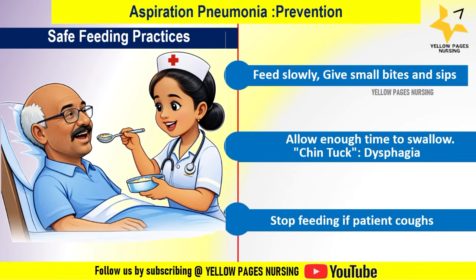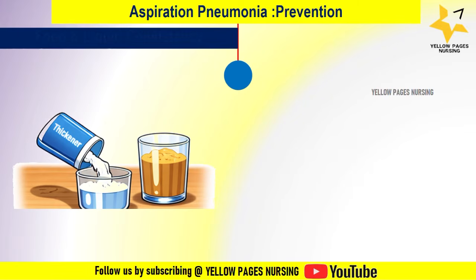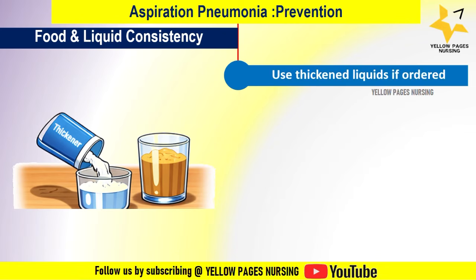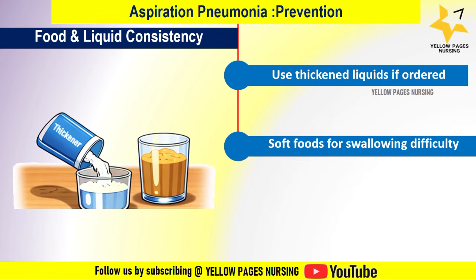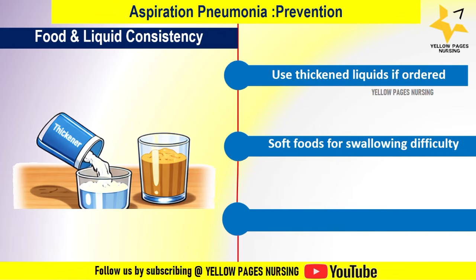Next is food and liquid consistency. Use thickened liquids if ordered. Soft or pureed foods are used for swallowing difficulty. Avoid thin liquids if the patient is at risk for aspiration.